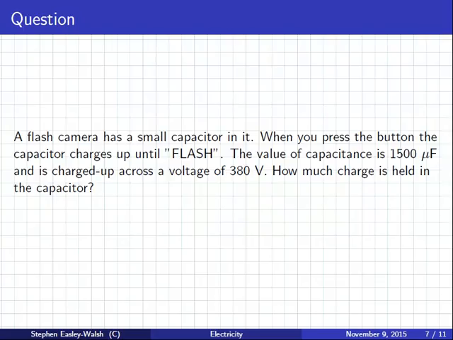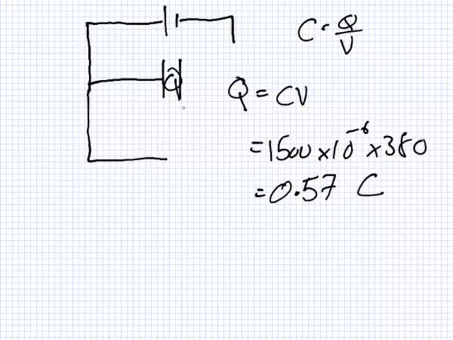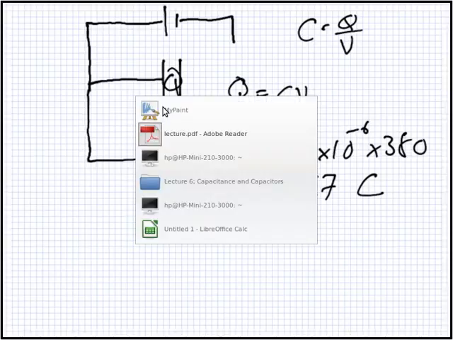What is that? 0.57 coulombs. Got this? Can you go back to the question?